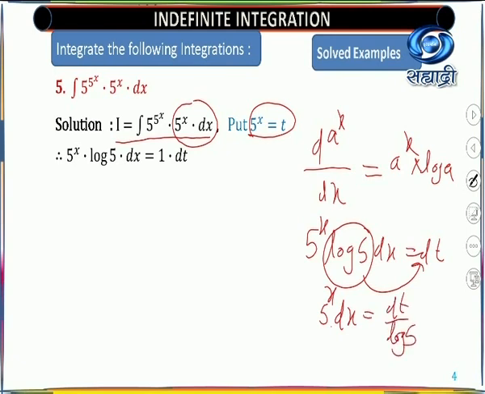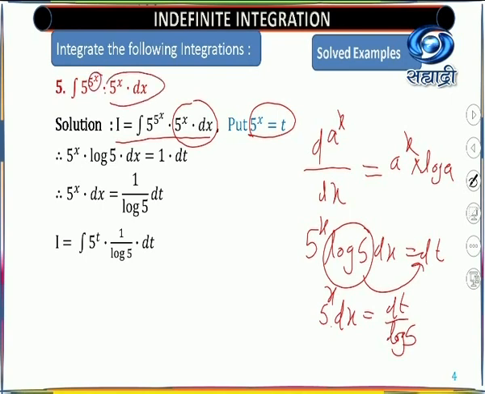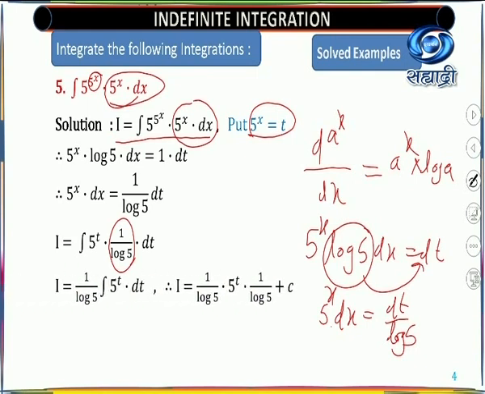Okay. So we'll substitute these values in our integration. You will get 5 raised to x into dx equal to 1 upon log 5 dt. So if the substitution is made, you will get the integral of 5 raised to t, dt upon log 5. Here you will get the integration of 5 raised to t into 1 upon log 5 dt. Now log 5 is a constant term, so 1 upon log 5 is constant and you are able to take that outside. Once you take that outside, you are left with only 5 raised to t dt.